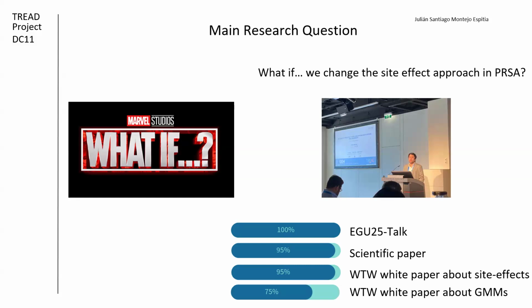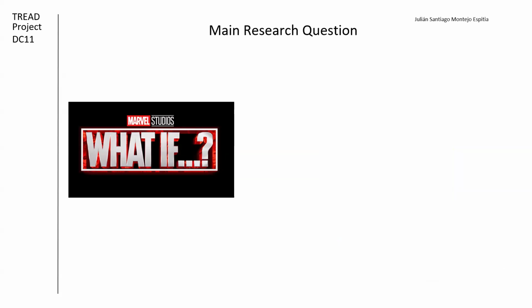We presented the results at the EGU last May. We are almost done with the paper, so we are waiting for some feedback to submit it. Also with WTW, which is also part of my project, we worked on different white papers, one about site effects and the other about ground motion models. The next what-if question we tried to solve was: what if we optimize the site grid for PSRA calculation? This is the pizza one that David was talking about.